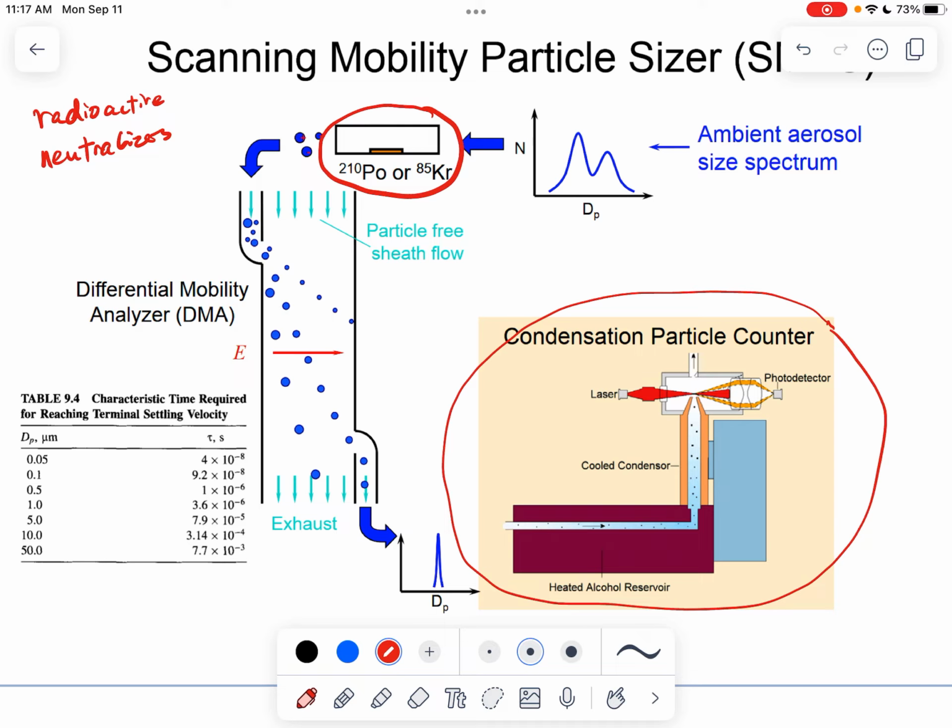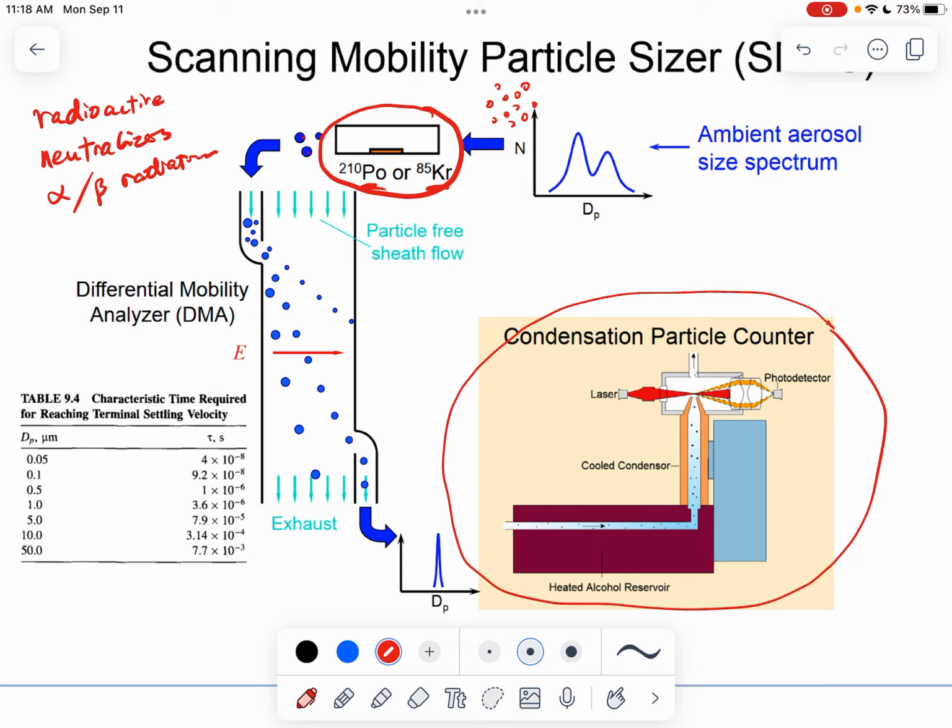Because these radioactive neutralizers can emit different radiations to ionize the air in the neutralizer. Because we said that to neutralize the particles, we need to generate ions, right, to redistribute the charge onto these particles. So we use these polonium or krypton sources, so that they can emit either beta or alpha radiation. So they can ionize the air in the neutralizer, and then the ions generated will redistribute the charges onto the particles.